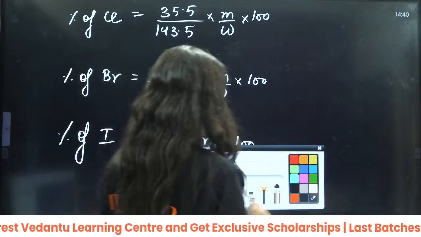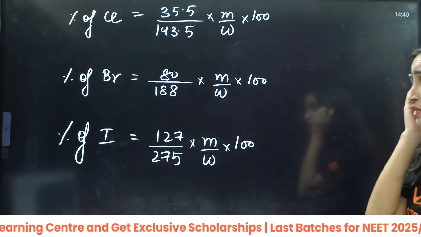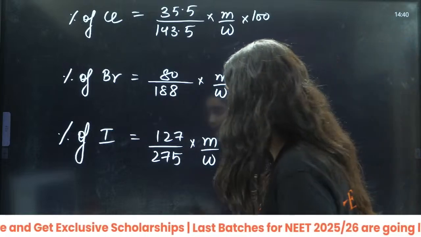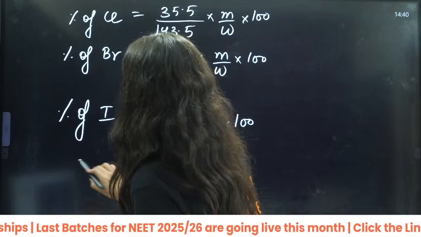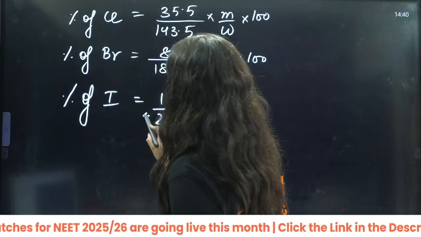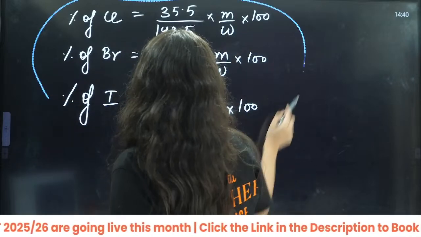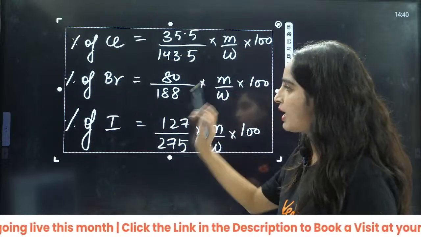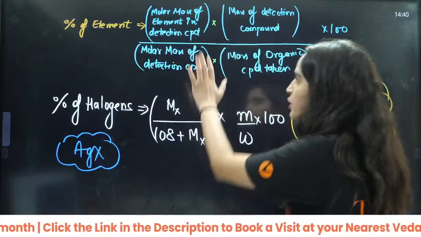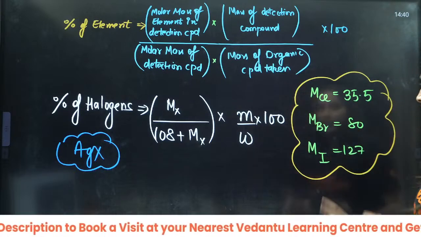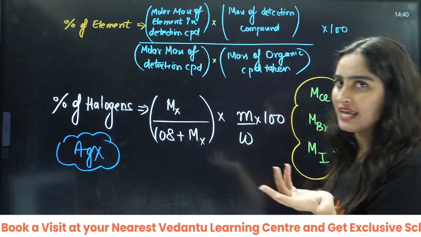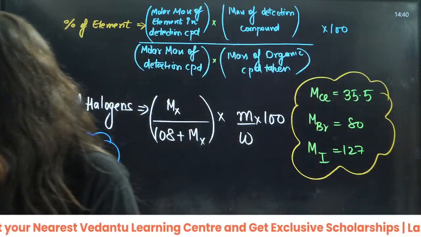Now in the book you will see these formulas, and that is why students get scared of this quantitative analysis. They are like, ma'am, how to learn these formulas? Now tell me, is this difficult? It is easy to learn now. You don't have to remember these formulas. You just have to remember that mass of Cl is 35.5, Br is 80, iodine is 127, Ag is 108. That's it.